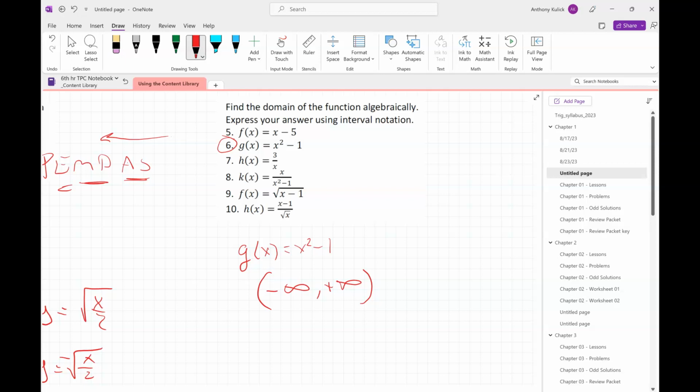What bad stuff can happen with division? Dividing by 0. What bad stuff happens with radicals? Square root of a negative is bad news, right? So those are the places we have to worry about.